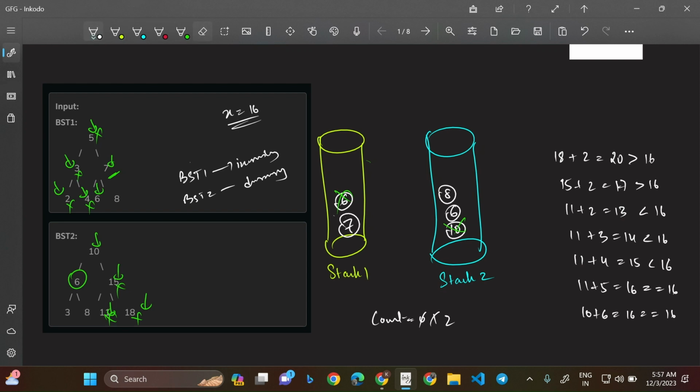You'll be adding 8 as well. The reason being, as said, in BST1 we are following the increasing order. In BST2 we are following the decreasing order. So we need to add the highest, the greatest elements in the stack. So you'll be on this particular position now.